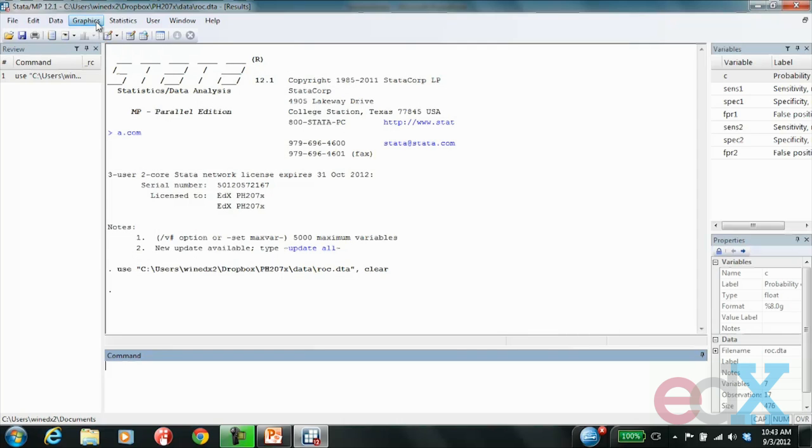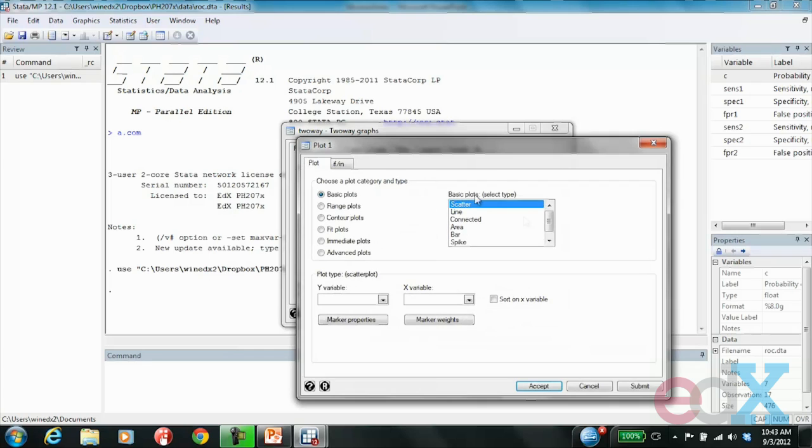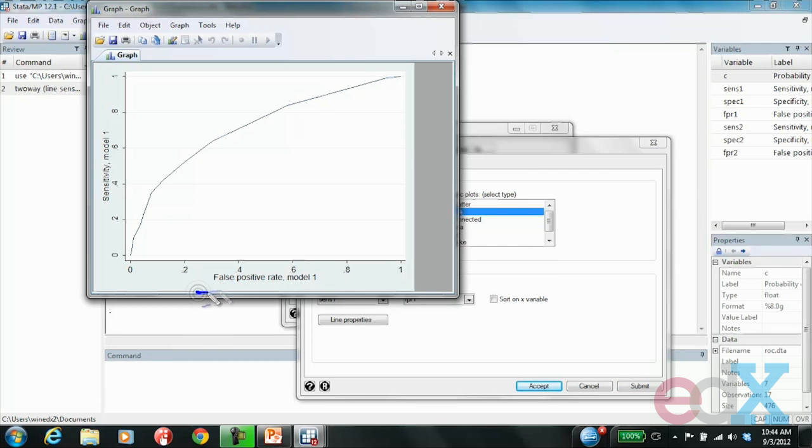To make a plot, we're going to go Graphics, Two-Way Graph, Create. We're going to make a line graph here. The Y variable, recall, is sensitivity. The X variable is the false positive rate. Now hit Submit. So you can see that on the X-axis we have the false positive rate. On the Y-axis we have the sensitivity.